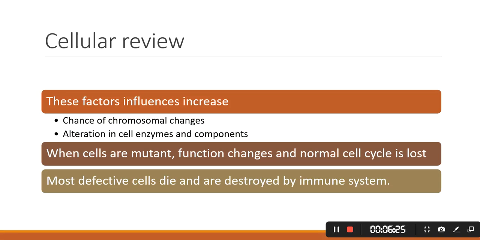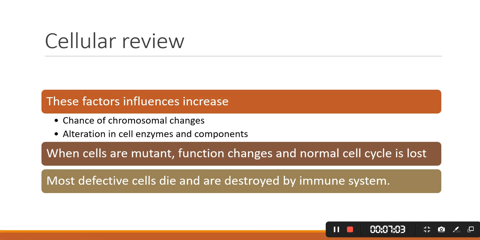These factors increase the chance of chromosomal changes and alteration in the cell enzymes and components. What it means is that the chromosomes can change, and because of the change in the amino acid sequence, the proteins or the enzymes that are getting formed may get changed. When cells are mutant, function changes and the normal cell cycle is lost. Most defective cells die and are destroyed by the immune system. We know that, right? Most of them cannot survive, and they are destroyed by the immune system by the process of apoptosis, phagocytosis, and all those things.